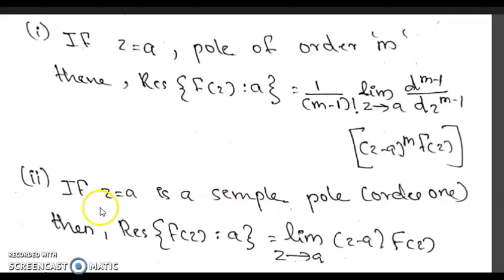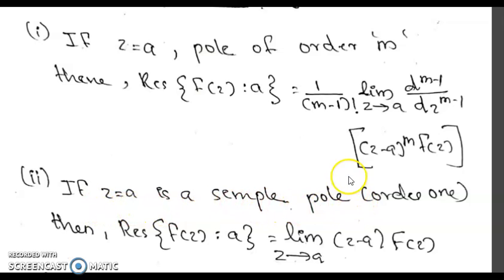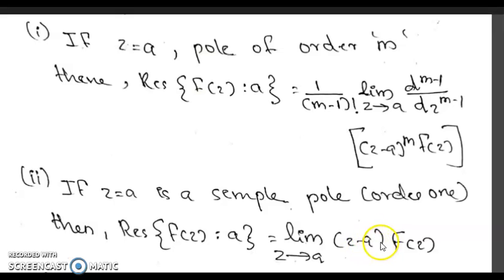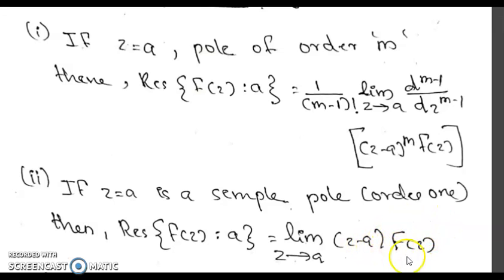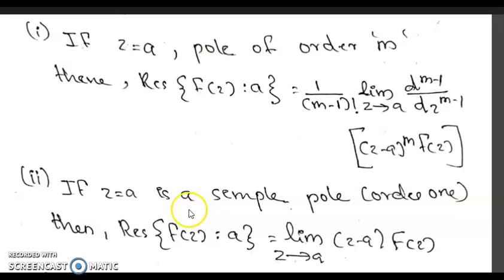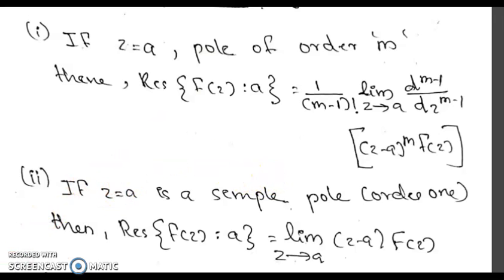Second case: if z equal to a is a simple pole, that is, z equal to a is of order 1, then the residue is given by limit z tends to a of z minus a into f of z. In the next video we will be doing problems using these equations, how to find residues.